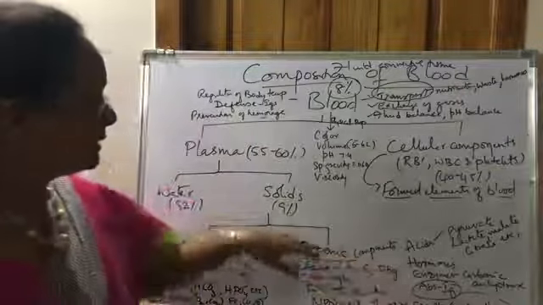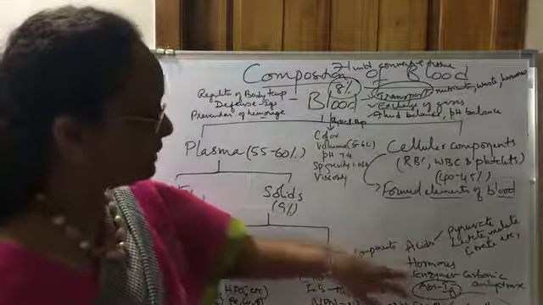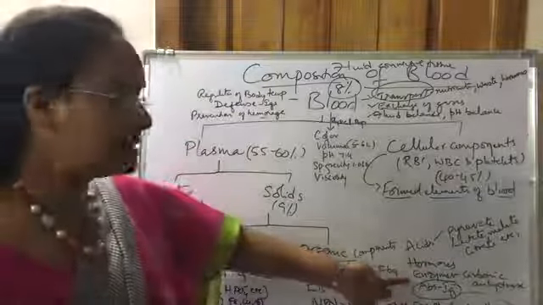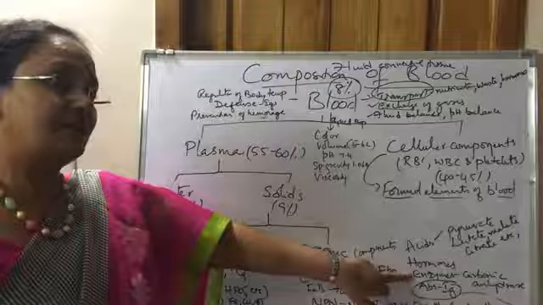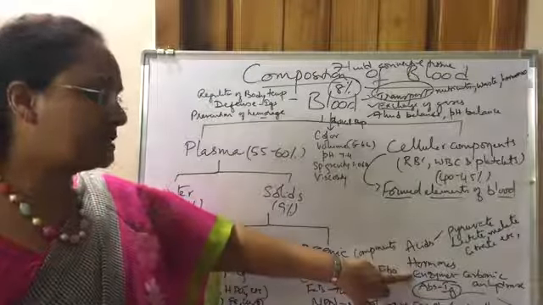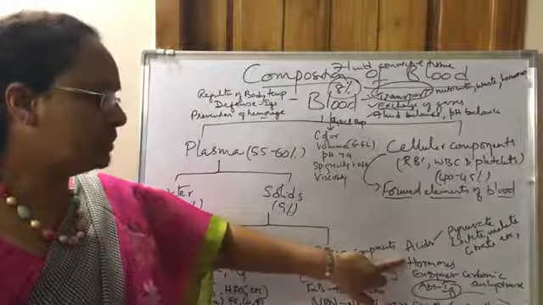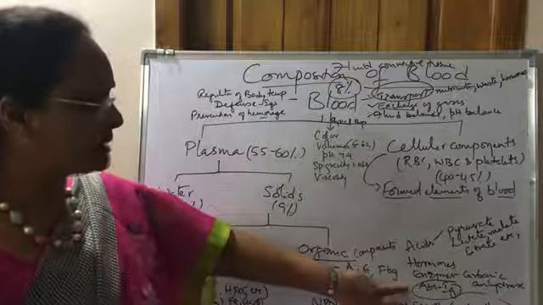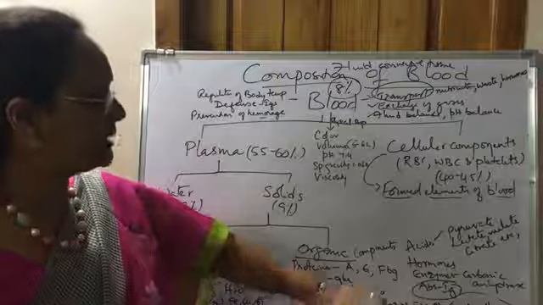And other than organic and, of course, inorganic components, there are hormones and enzymes. Enzymes are carbonic anhydrase, lipase, esterase, protease, amylase. All these are present in plasma. Hormones, as you know, all circulate through blood. Antibodies, immunoglobulins, also come under plasma proteins. Antibodies are also present in the blood.